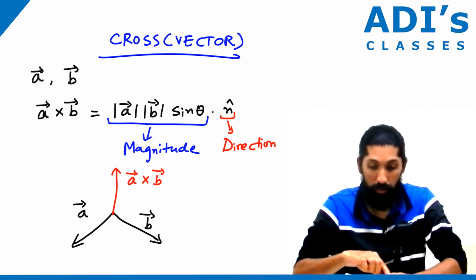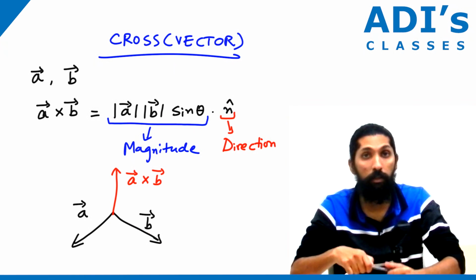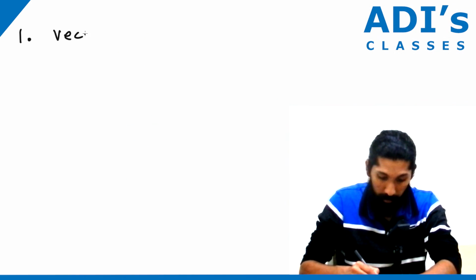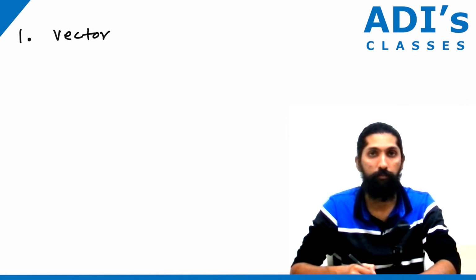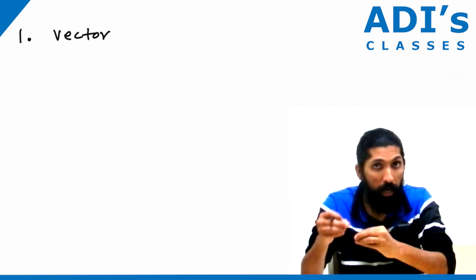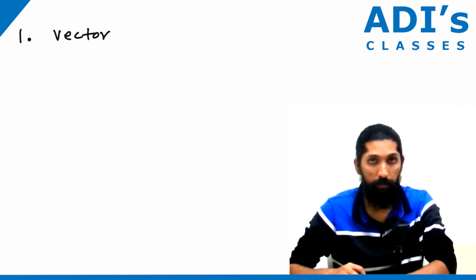Clear? Since you know what the cross product is, we'll look into certain properties and observations with respect to the cross product. The first observation, a very important one, is that the result is going to be a vector, which we already know. That's why that n cap, the direction part, comes into play. Fine? This is the first one.